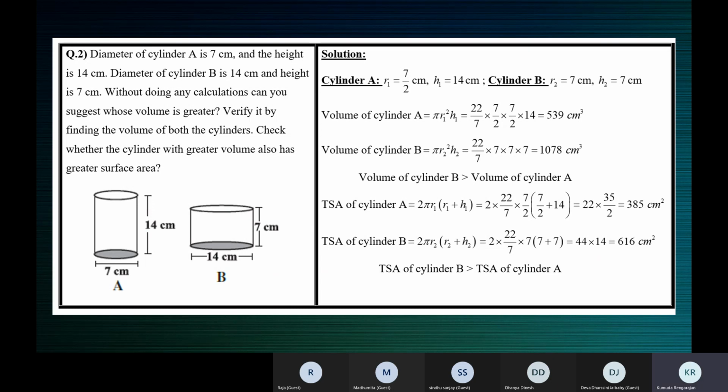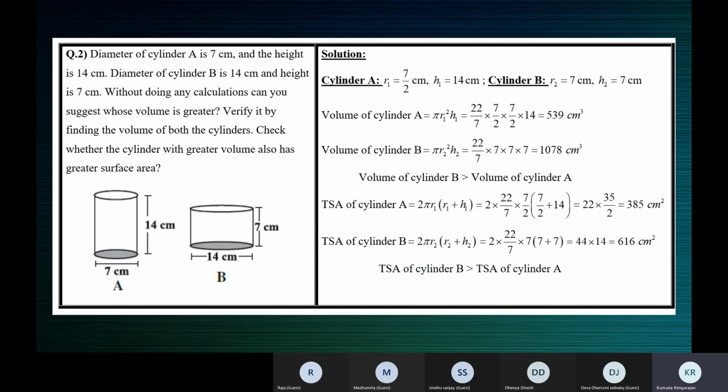Children, I'm back. Is it over, children? Have you completed writing this? Yes, ma'am. Any questions regarding R1, H1, R2, H2? No, ma'am. And the modification of the formula, pi R1 square H1, pi R2 square H2. Is that comfortable? Yes, ma'am.